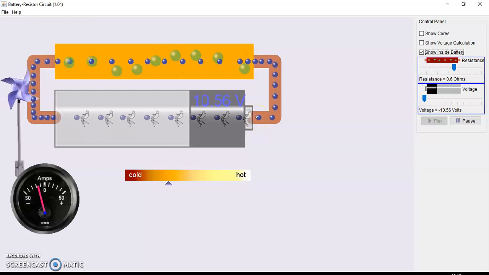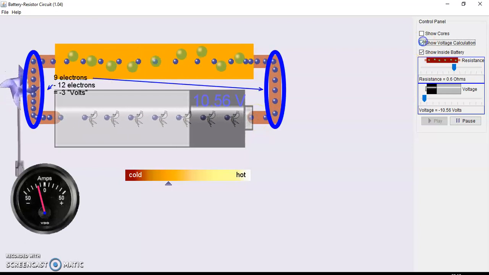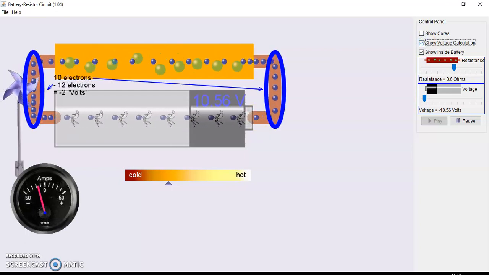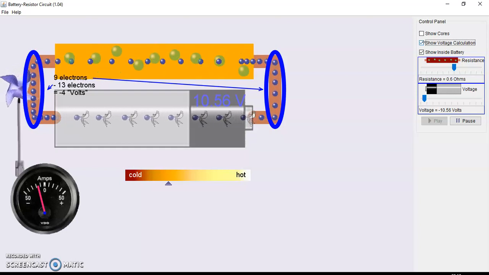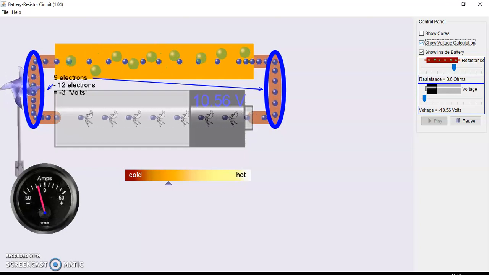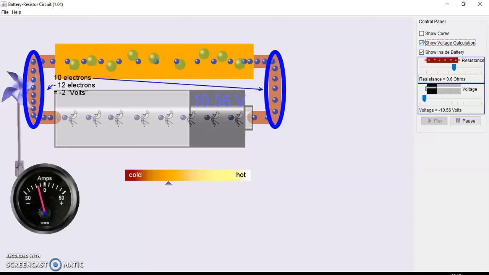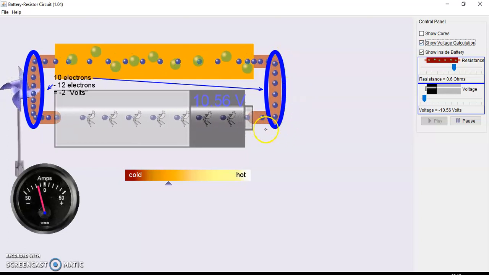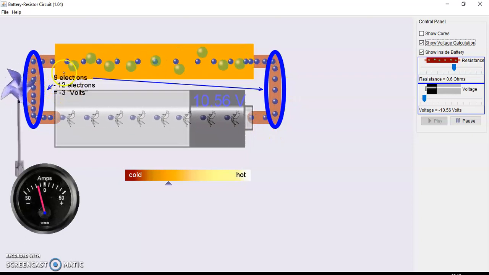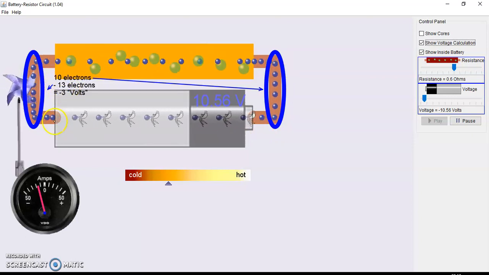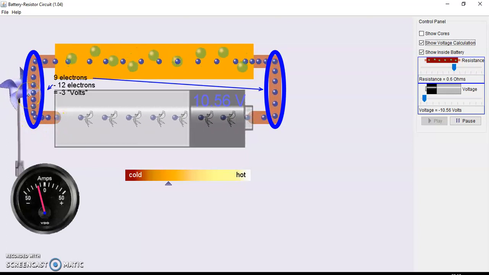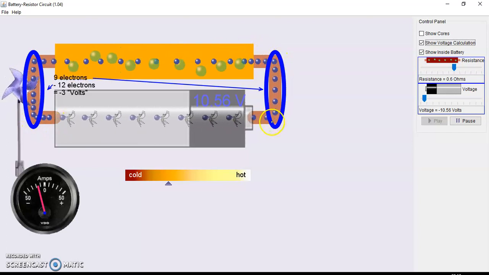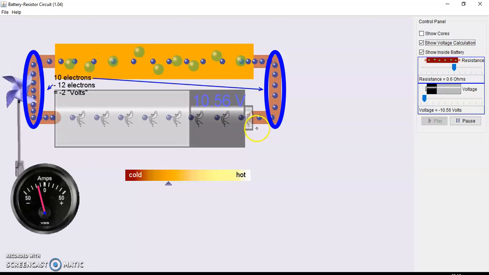Okay, now let me show you another thing here. If I click on this button, that is showing voltage calculation. Now it has started calculating what is the number of electrons which are starting from the negative end, and what is the number of electrons which are entering at the positive end. So what do you see? There is a difference. There is a difference in the number. The number of electrons which are starting from the negative end is larger, and the number of electrons which are ending at the positive end is smaller.